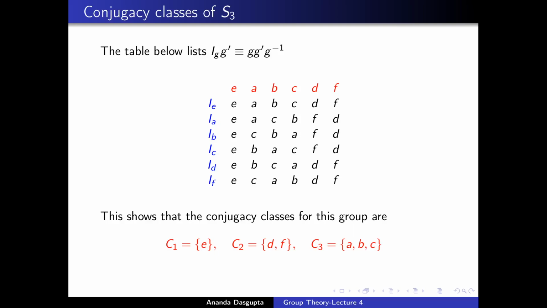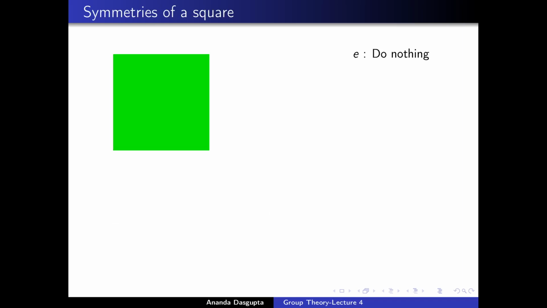In fact, the symmetry group of the next regular polygon. If you move one step up from the equilateral triangle, you get a square. And what are the symmetries of a square? Well, you can easily see that one of the symmetries, the most obvious one, is do nothing. That's the E. Then let us go through the rotations one by one.